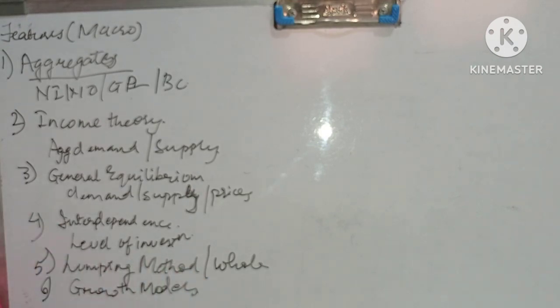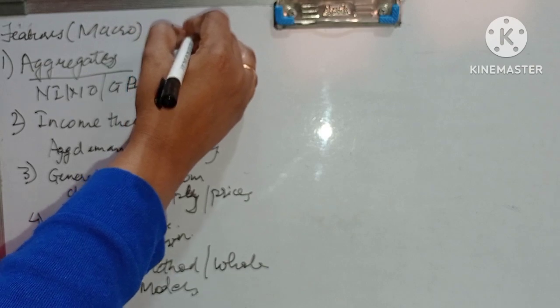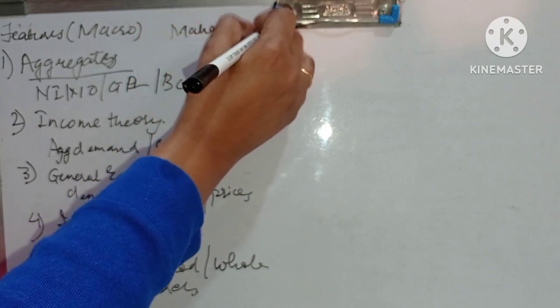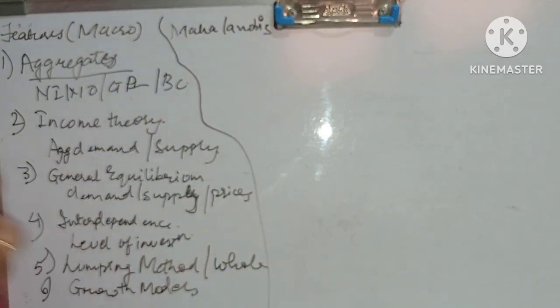Macroeconomics studies various factors that contribute to economic growth and development. It is useful in developing growth models. These models are used for studying economic development. For example, the Mahalanobis growth model, if you have heard about it, emphasizes basic heavy industries.